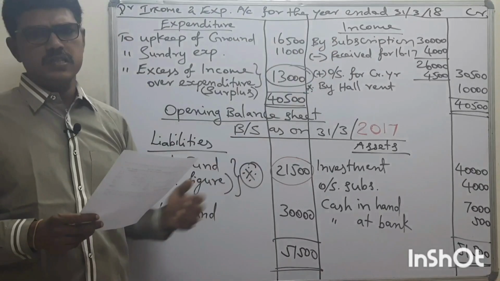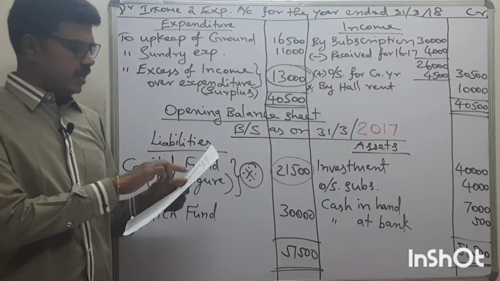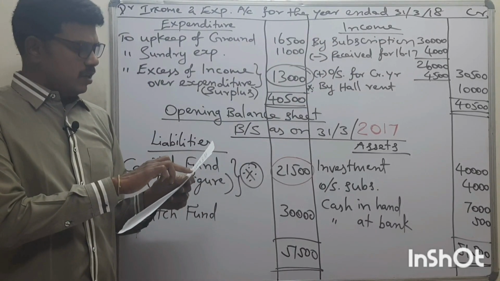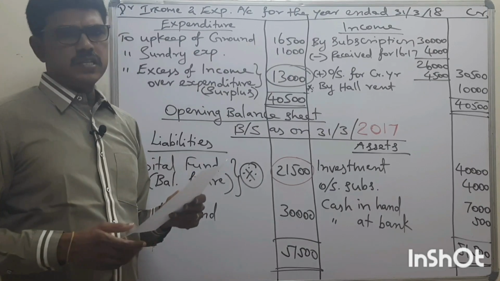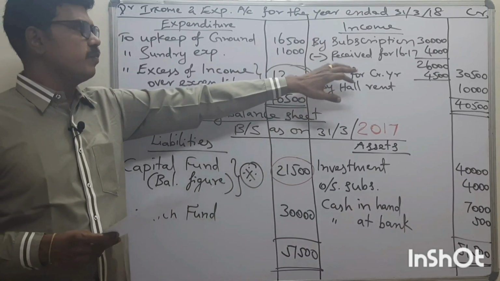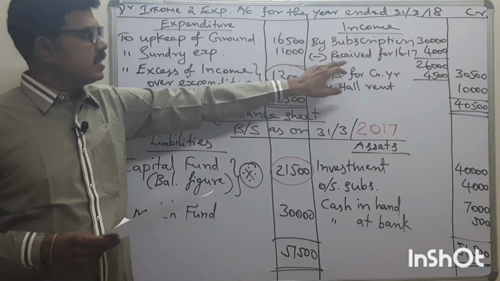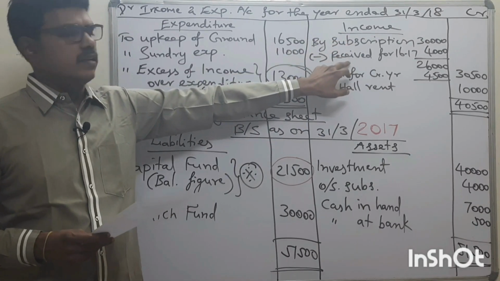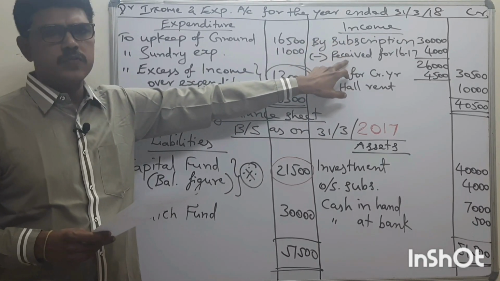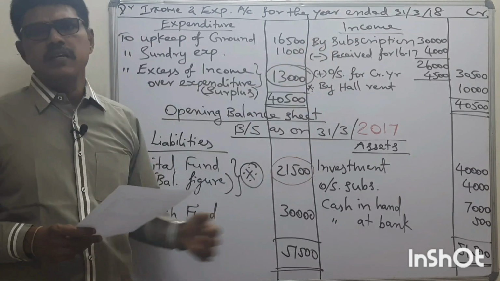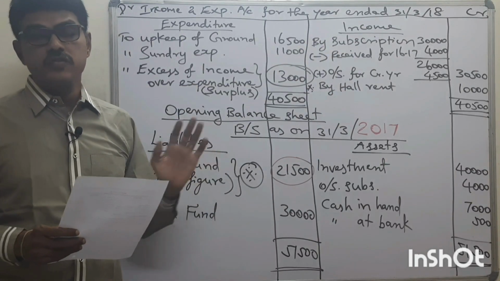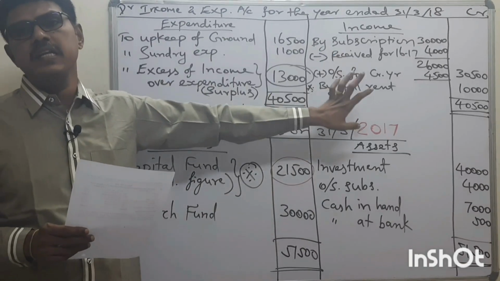1/4/2017 to 31st March 2018, whereas the subscription includes 4,000 for 2016-17, the previous year amount, whereas the organization received it during the current year. This amount must be subtracted. We should not see whether the amount is received or not. We should see whether the amount is for the current year or not.